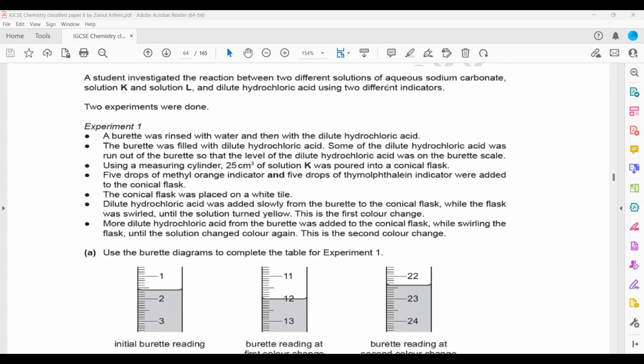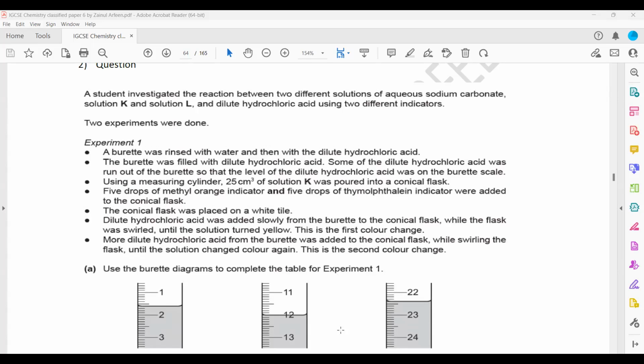So in this question, we are investigating the reaction between two different solutions of sodium carbonate, solution K and solution L, with hydrochloric acid. First we rinse with water to remove any impurity. Then we rinse with hydrochloric acid to remove the water. Then a burette was filled with hydrochloric acid, and then we opened the tap, and some of the hydrochloric acid was run out of the burette.